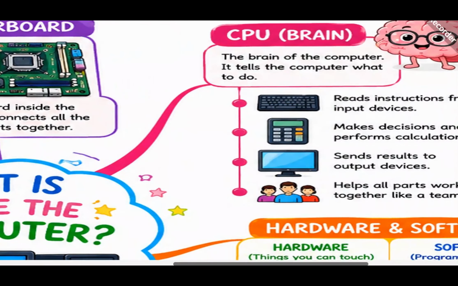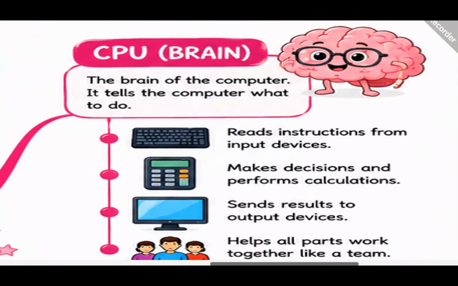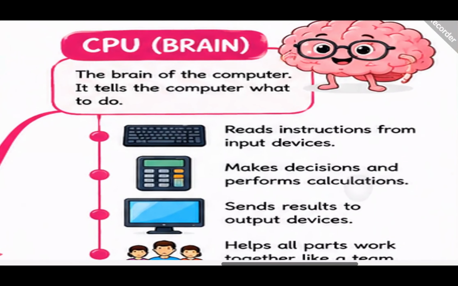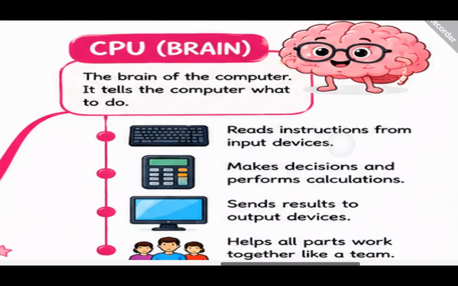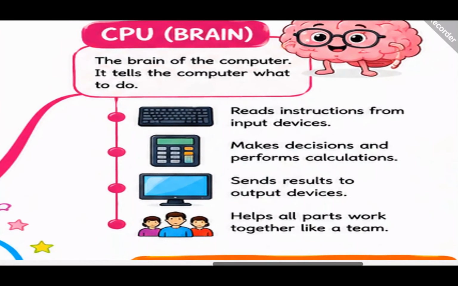Now we will move on towards the next most important component of computer, that is CPU, the brain. We simply call CPU the brain of computer, and CPU stands for Central Processing Unit. It tells the computer what to do, and it reads instructions from input devices. There are many input devices that we'll discuss next. It makes decisions and performs calculations, then sends the result to output devices, and helps all parts work together like a team. So this is the main function of CPU, the brain of computer.